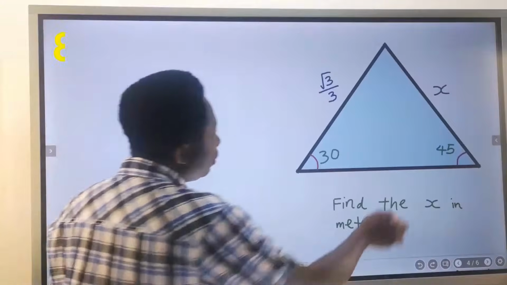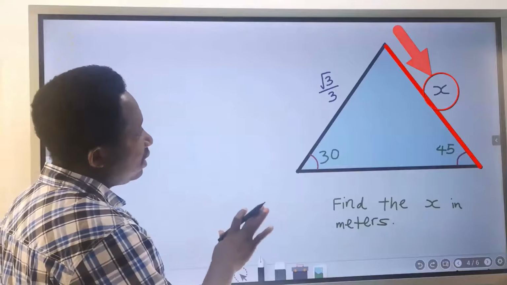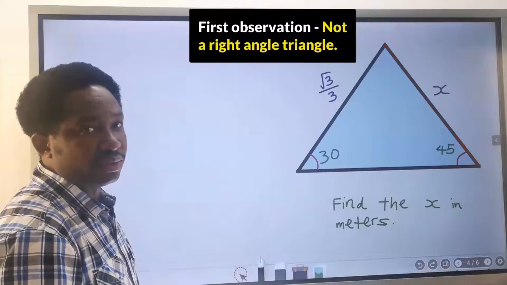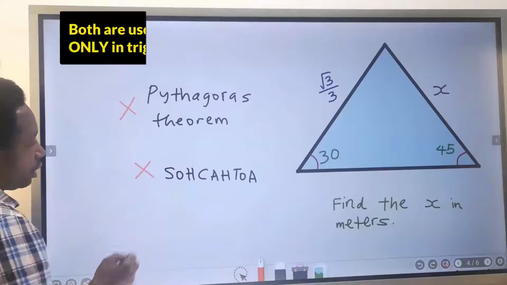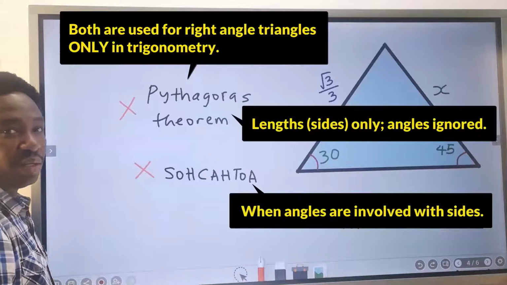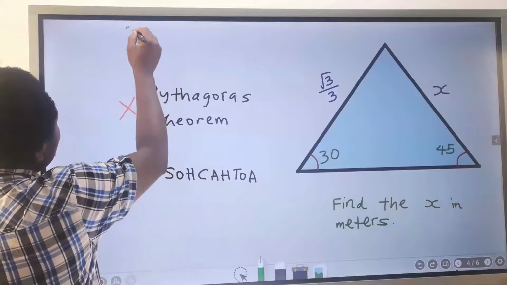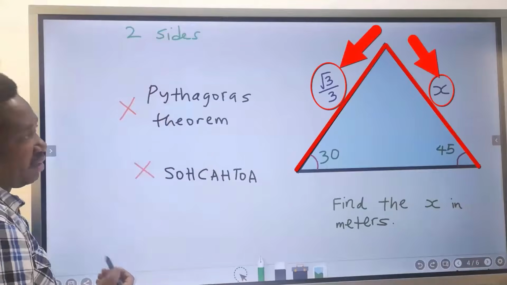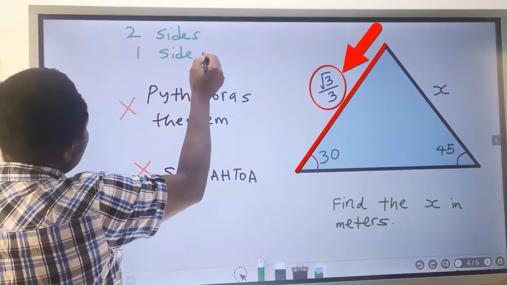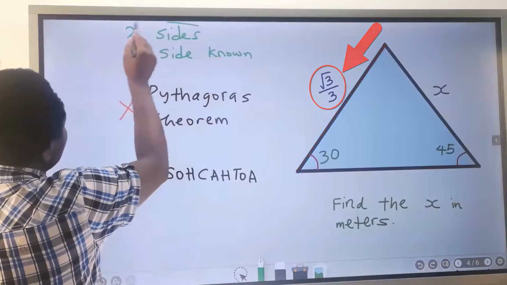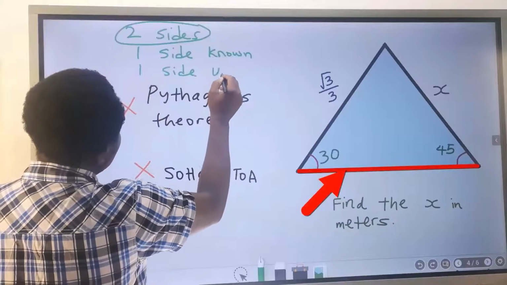Let's find the value of this length, x. The first thing to observe is that this is not a right angle triangle. We cannot think of Pythagoras theorem or SOHCAHTOA, which are usually used for a right angle triangle. Here we have 2 sides given, but only one side is known in these 2 sides, while the other side is unknown.